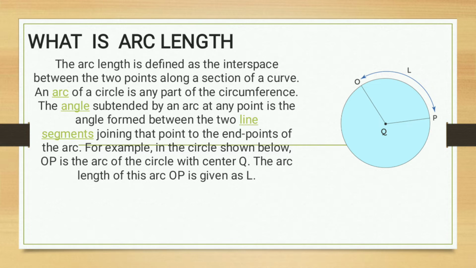For example, in the circle shown below, OP is the arc of the circle with center Q. The arc length of this arc OP is given as L.